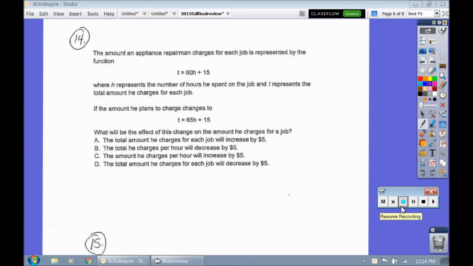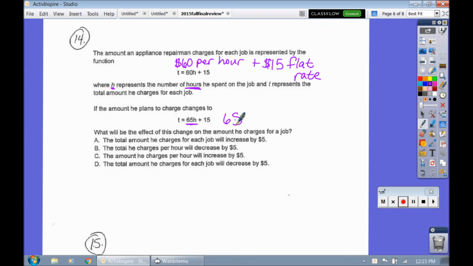An appliance repairman charges for each job, represented by the function that gives you this equation, where H represents the hours he spent on the job, and T represents the total cost. In this case, he's charging $60 per hour plus a $15 flat rate. He's planning on changing that to $65 an hour plus a $15 flat rate. So the question is asking, what will be the effect of his change, or what is going to take place if he changes the two equations?